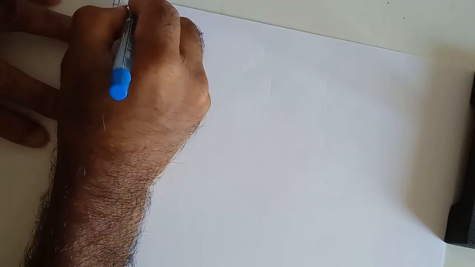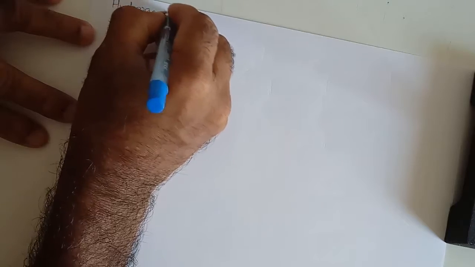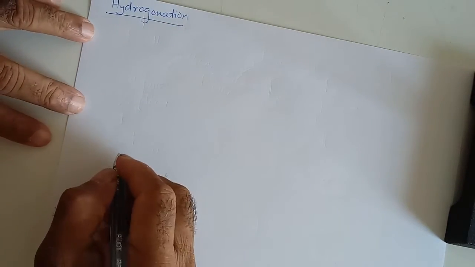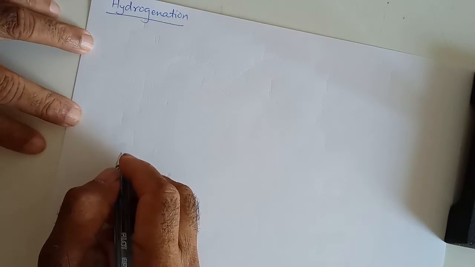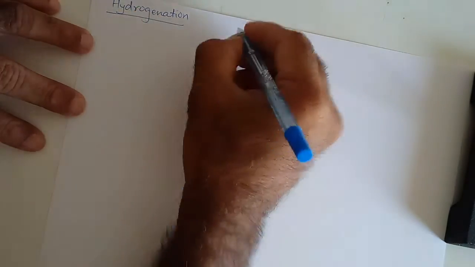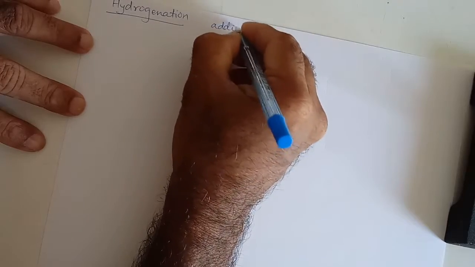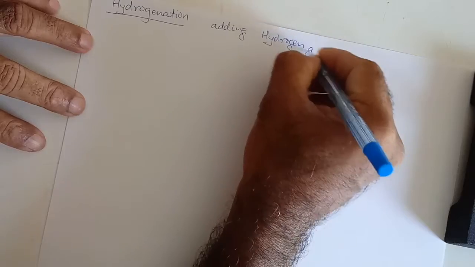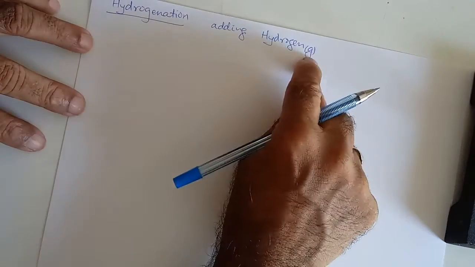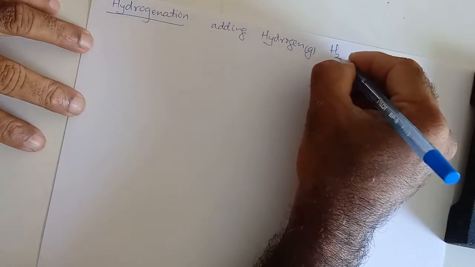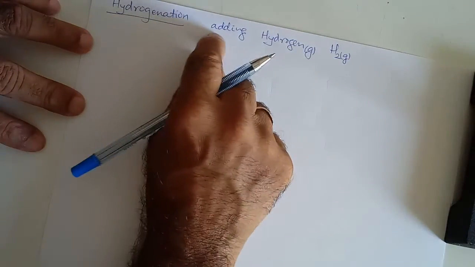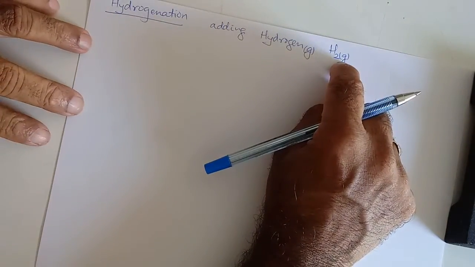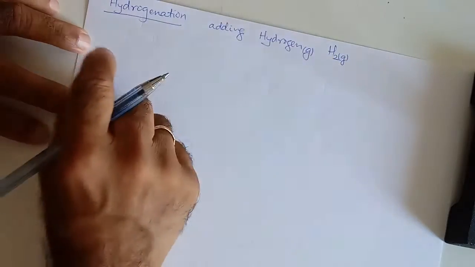A couple of small stories, like hydrogenation. Hydrogenation is a small story for which no mechanism is necessary. Hydrogenation is adding hydrogen gas, that means H2(g). Whenever there is H2(g) as a reactant, we call it a hydrogenation.